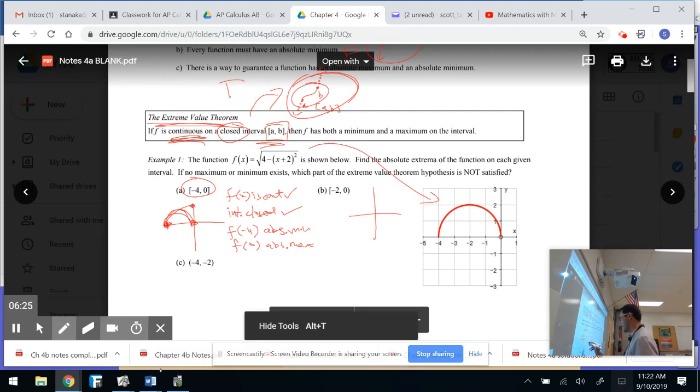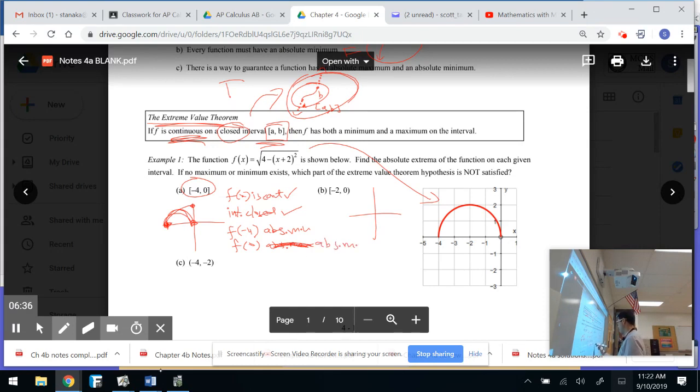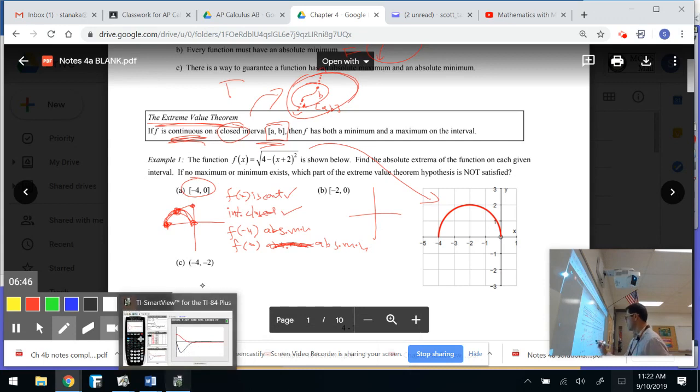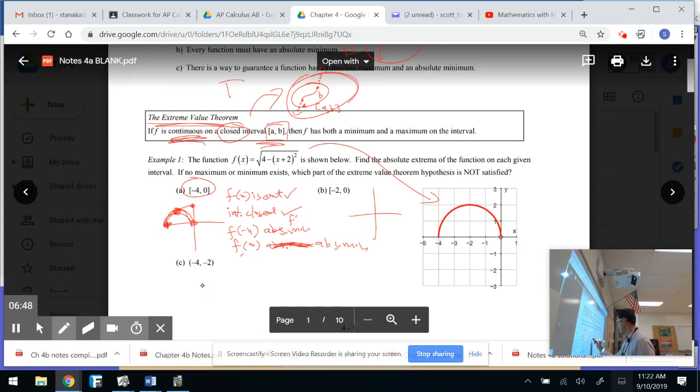So that means there was an absolute min. Hopefully you're saying, Mr. Tanaka, what are you talking about? We have 2 absolute minimums, right? We're guaranteed 1. And I have an absolute max right there. Let's go ahead and fix this: f of -2 is our absolute max. It happens at x equals -2, and its value is 2. Better look at that graph when I try to draw these.